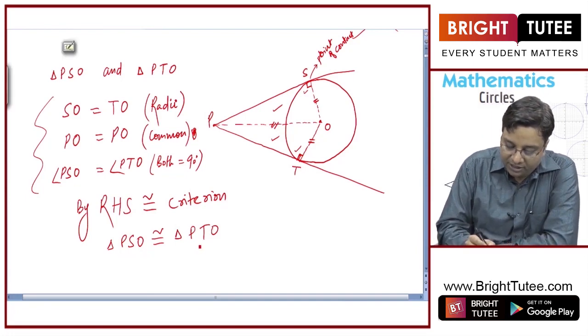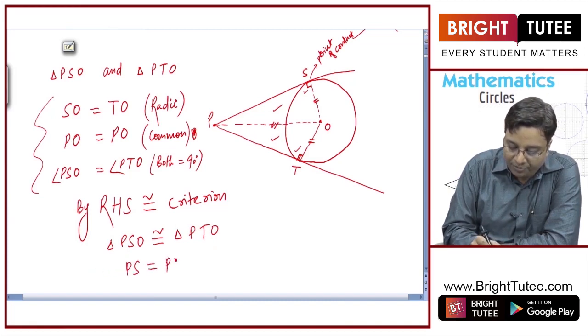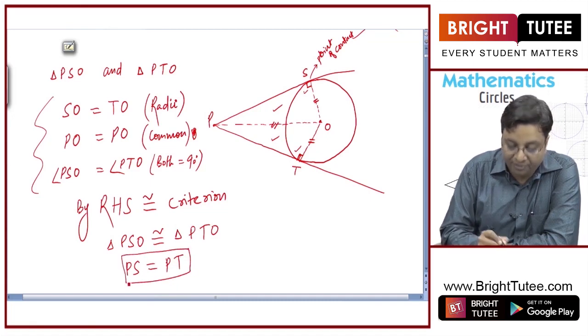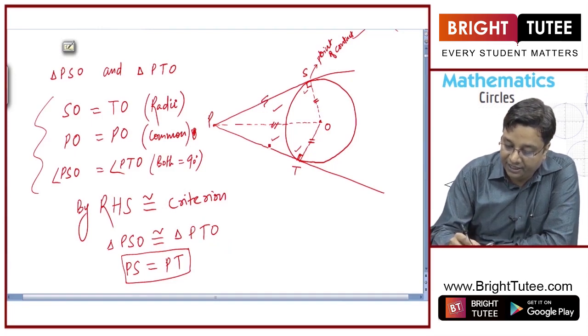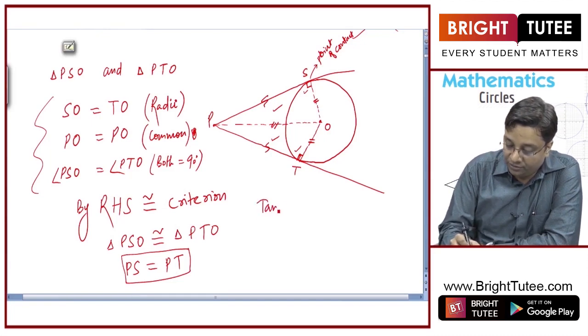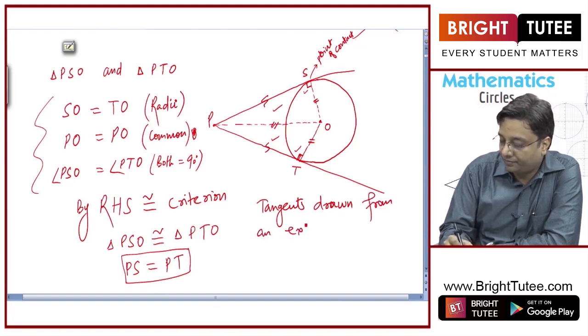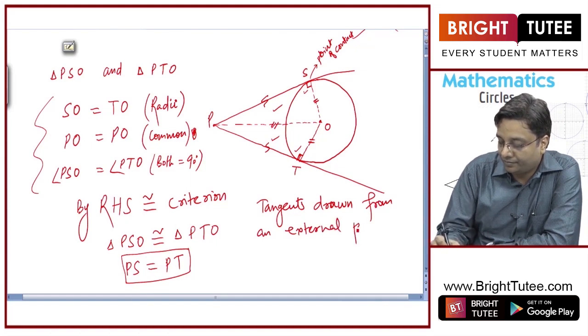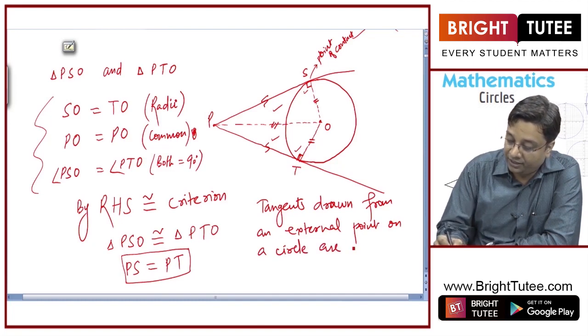Now since triangle PSO is congruent to triangle PTO, PS is equal to PT. This is an important result which says that this tangent here and this tangent here are equal in length. So tangents drawn from an external point to a circle are equal in length, right?